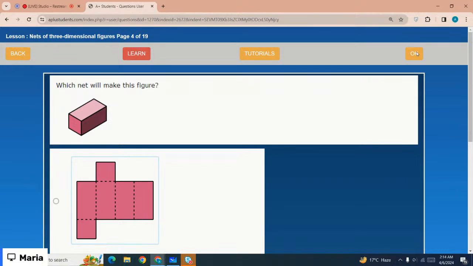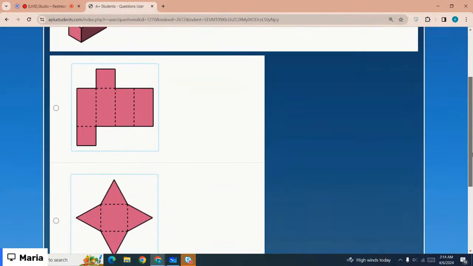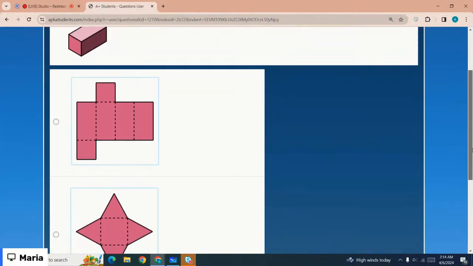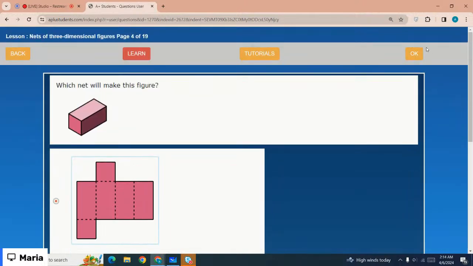Which net will make this figure? So you are given two of the nets. You have to see which one makes the given figure, right? That is option number one and that is the second option. So which is the correct option? Yes, that is option number one.